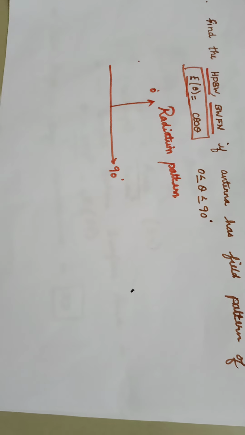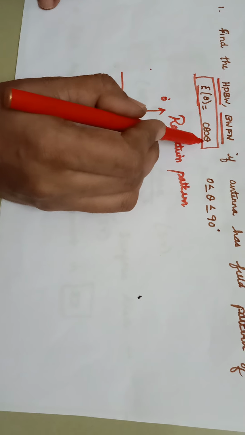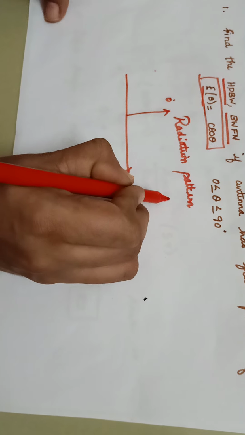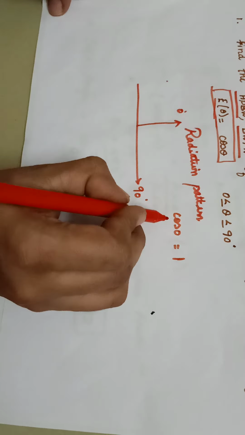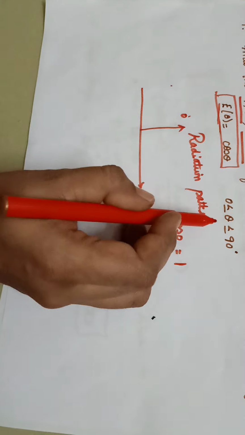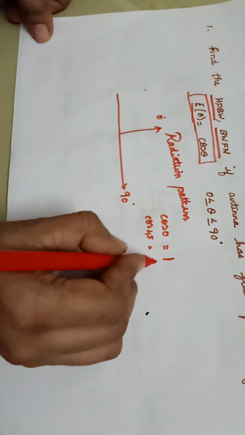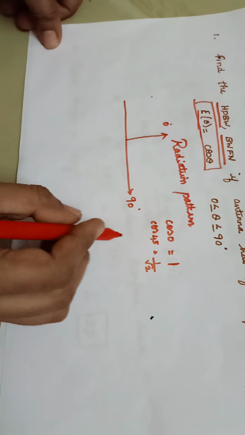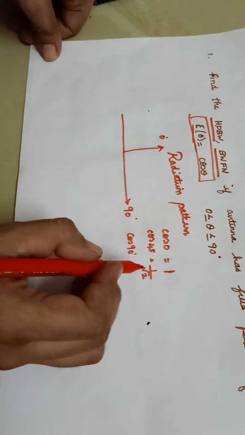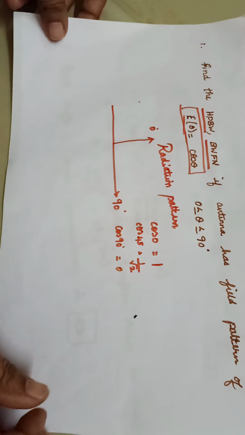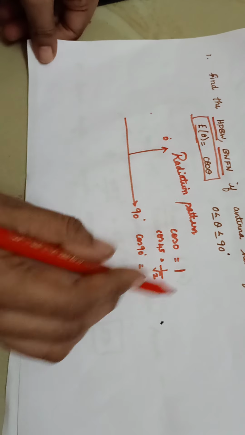In terms of fields, I am going to draw. When theta equals 0, what is the value? Cos 0 is 1. Then what will be the value when theta equals 45? Cos 45 is 1 by root 2. Then what will be the value when theta is 90 degrees? Cos 90 is 0. So for 0, 45, 90 we have got different values.